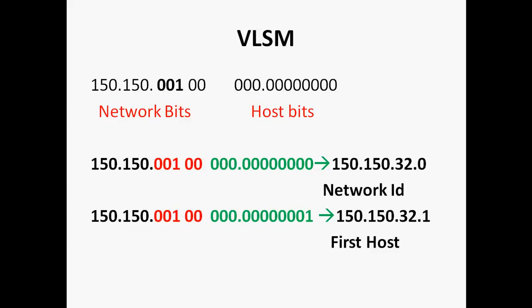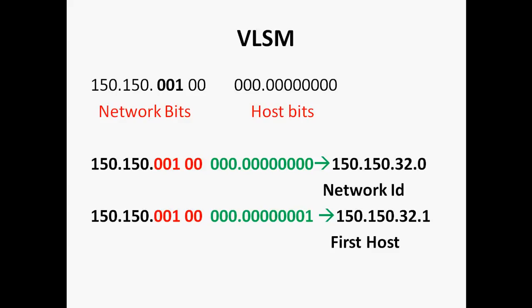So here 001. The first bit indicates 128; it should be a 0. Next, the 0 indicates 64; it should be a 0. And the third bit 1 indicates 32, so you should add 32 because it is a 1. 1 means you can add that value; if it's 0 you need not add that value. So the third bit is a 1, and the corresponding decimal value is 32. So 150.150.32.0 is the network ID.